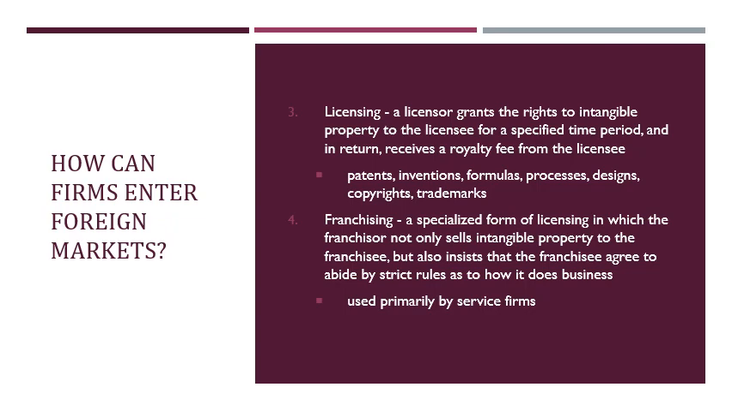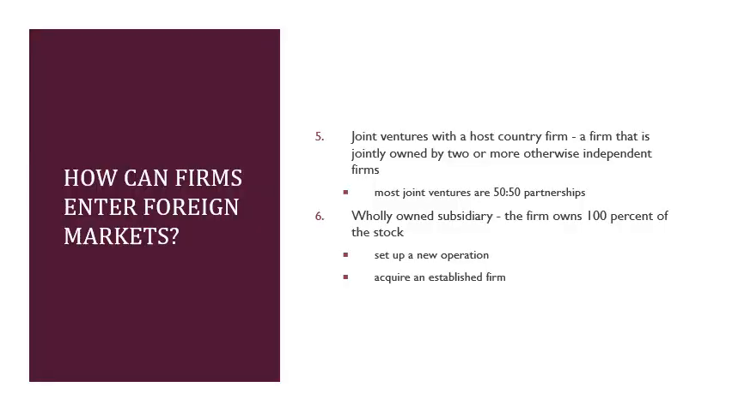Now, the two more options will be discussed in the next slide. That is joint venture. Joint venture is one of the more progressing and increasingly available options for businesses to expand internationally. In joint venturing with a host country firm, a firm is jointly owned by two or more otherwise independent firms. Most of the joint ventures are based on a 50-50 partnership, but it is not necessary. It can be 40-60, 70-30, and so on. But you can go for a joint venture option as well.